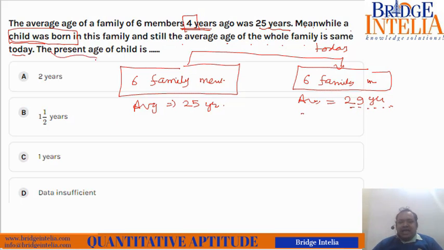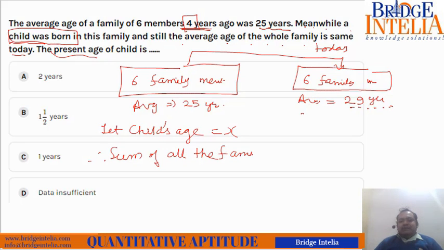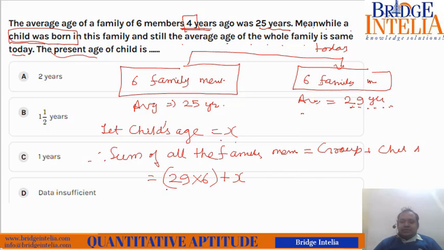So let the age of the child be X. Therefore, the sum of all the family members is equal to the sum of this group plus the age of this child. So the sum of this group is 29 into 6, plus the age of the child, X.